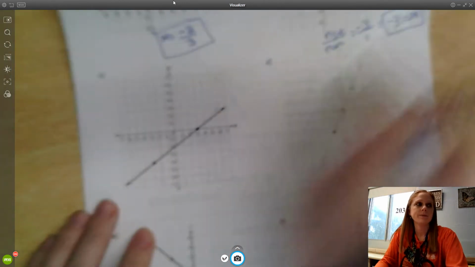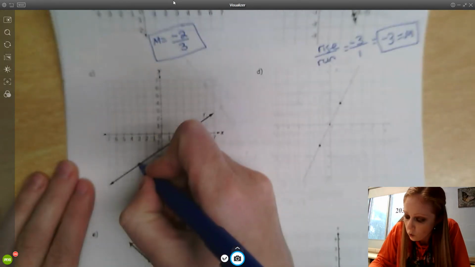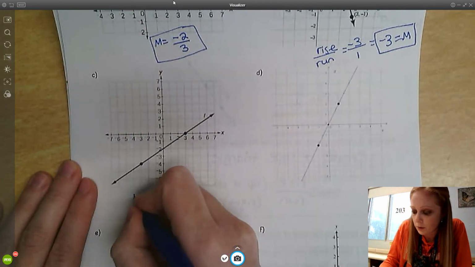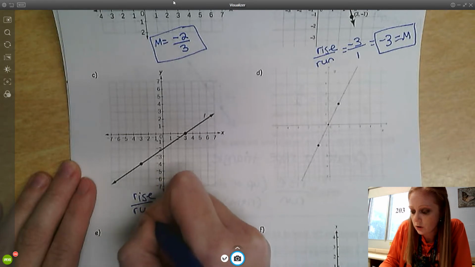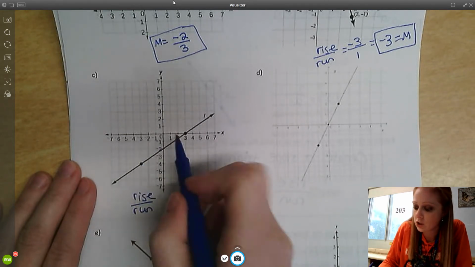Okay, let's look at this one. Again, just go from left to right, this point to this point. So I have to think, am I going to go up or down? Because remember, you do the rise first. You do the up or down first. Down's not going to get me near that point, so I better go up and then to the right.